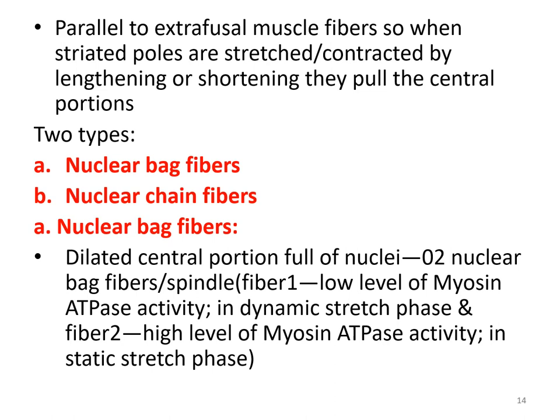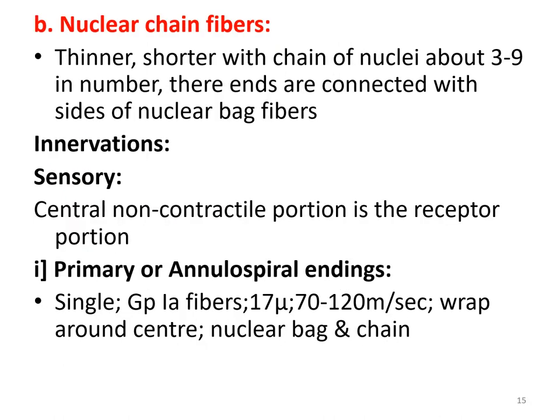Fiber 1 has a low level of myosin ATPase activity, so they respond best in dynamic muscle stretch. While fiber 2, which has a high level of myosin ATPase activity, responds best during static muscle stretch. Nuclear chain fibers are thinner and shorter, with a chain of nuclei approximately 3 to 9 in number. The nuclear chain endings are connected with the sides of the nuclear bag fibers. So basically they are attached to the nuclear bag fibers.